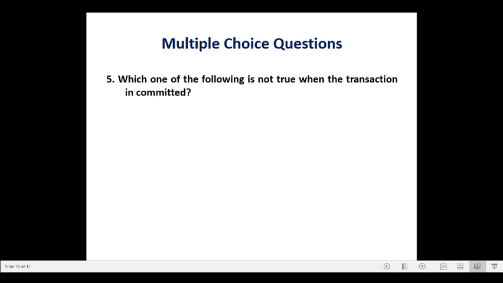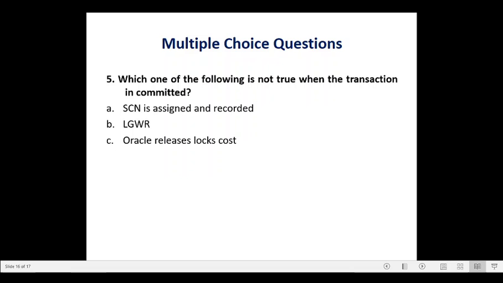The final question: which one of the following is not true when the transaction is committed? The SCN is assigned and recorded, so we understood what an SCN, system change number, is. LGWR, the log writer process, writes. Oracle releases locks, and none of the above. The answer is none of the above.